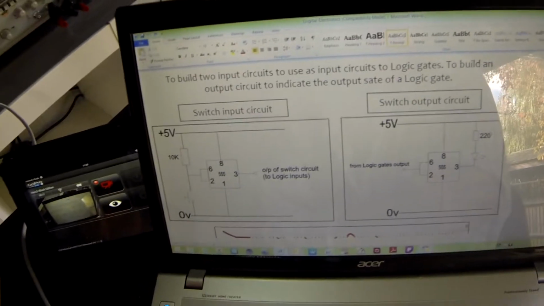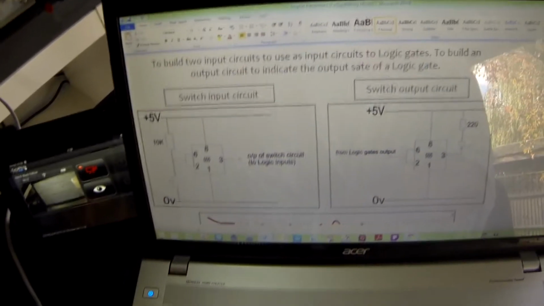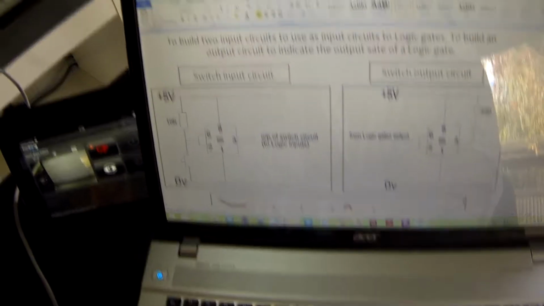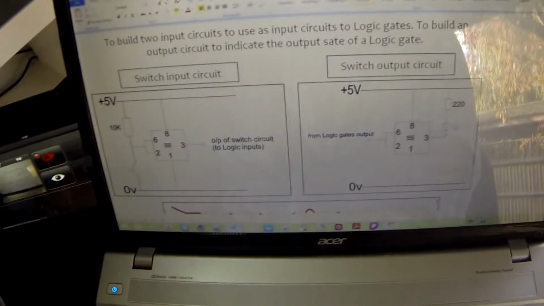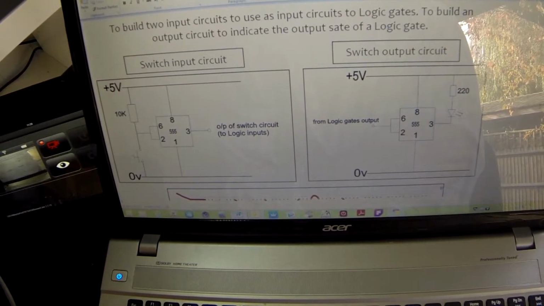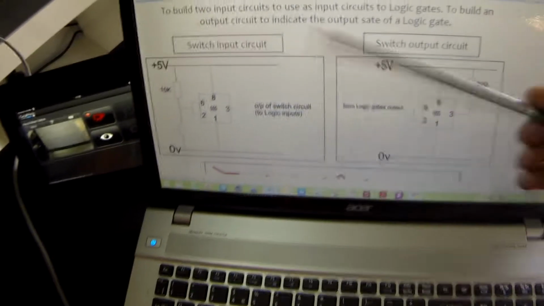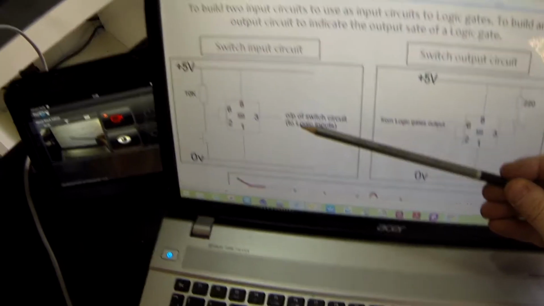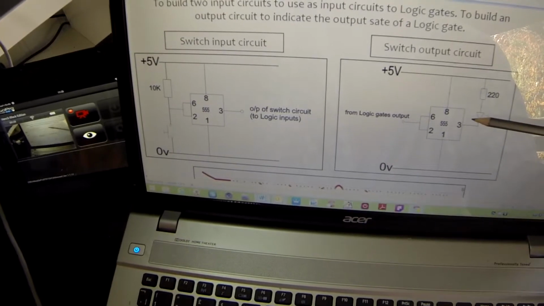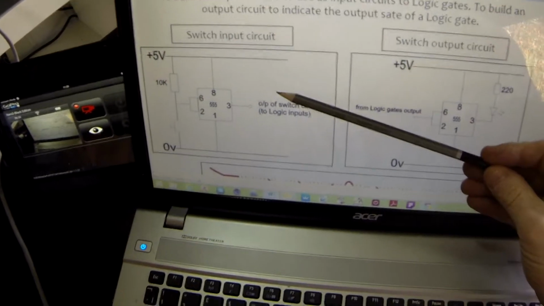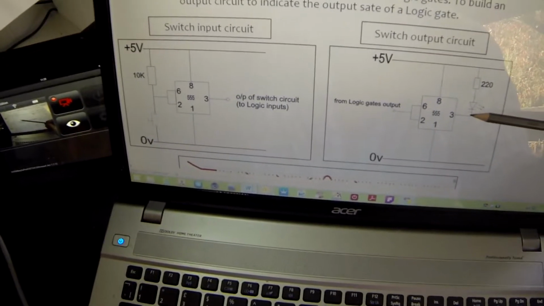We're going to start by looking at two input logic gates and just making sure we understand exactly what each logic gate does. To do that, we're going to be needing a switch input circuit and we're going to be needing an output circuit. We're going to be needing two of these switch input circuits and just one for our logic output.